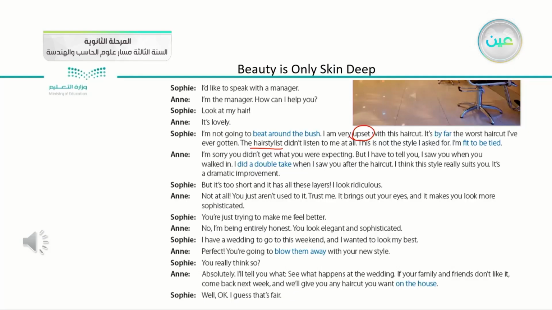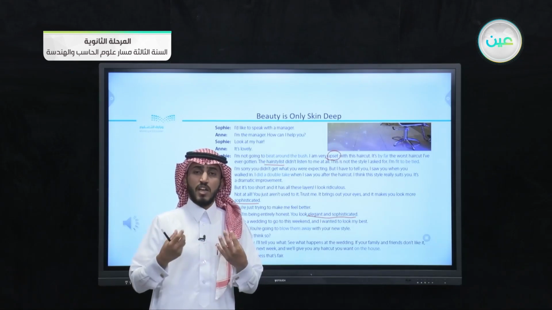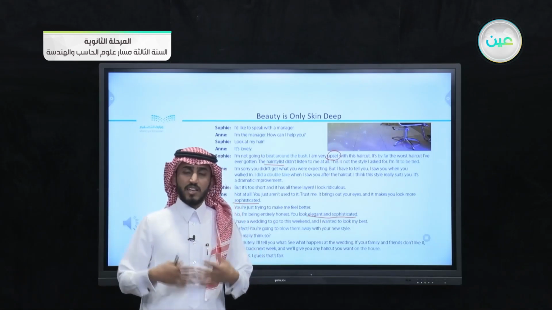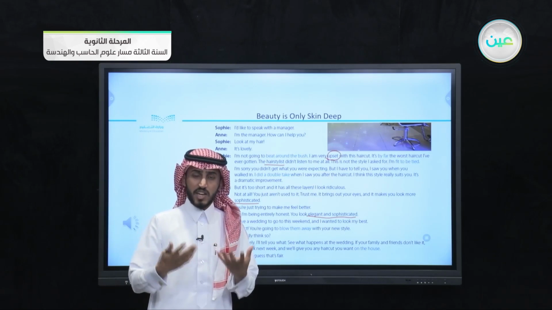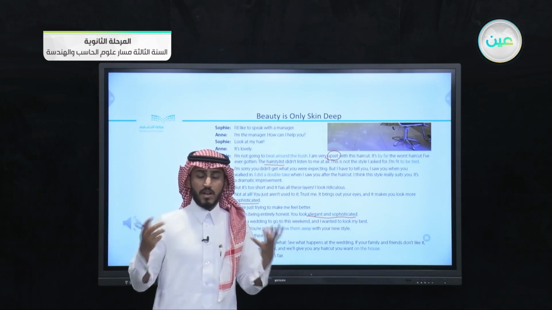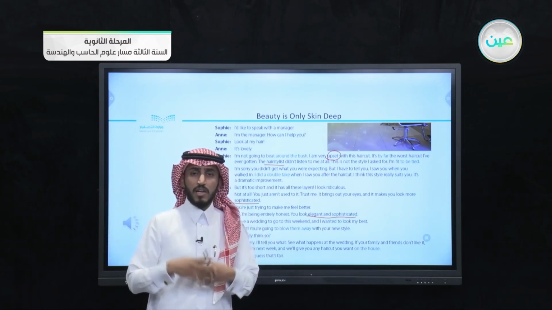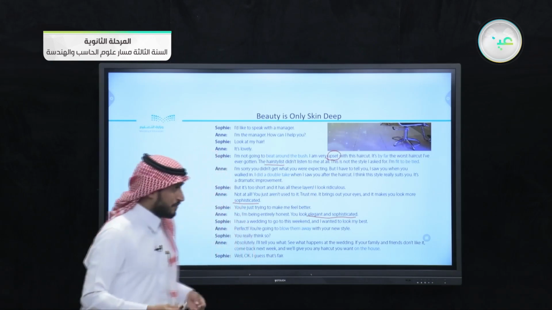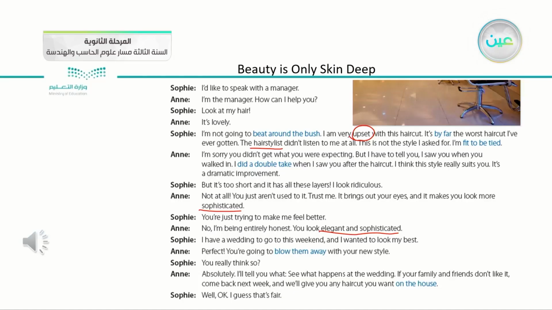Also, we have other words like sophisticated, and we have the word elegant. We have elegant and sophisticated. It means that something is looking great, it is amazing, stunning, it grabs the attention of the other people, it is a good thing. Now let's talk about the expressions in blue. We will start with the first one.